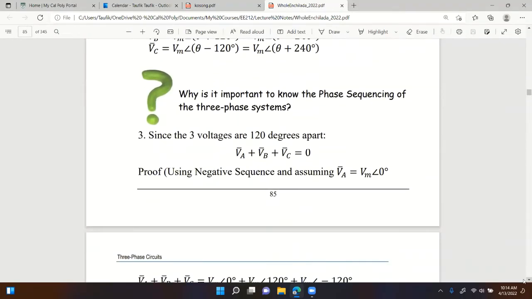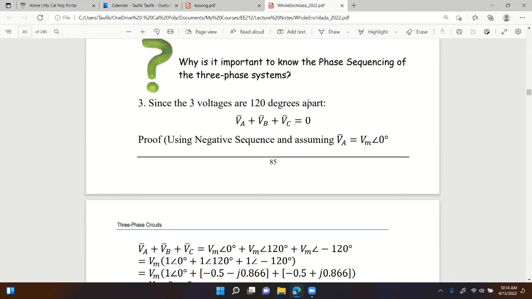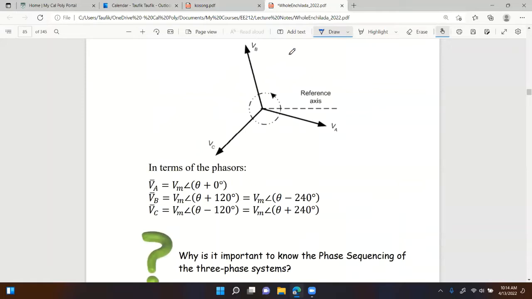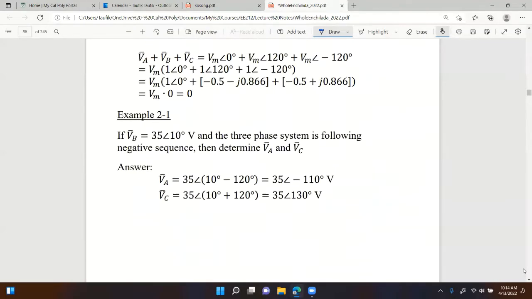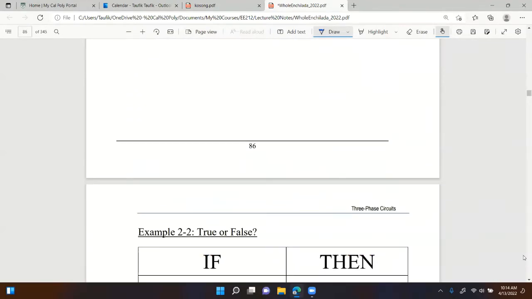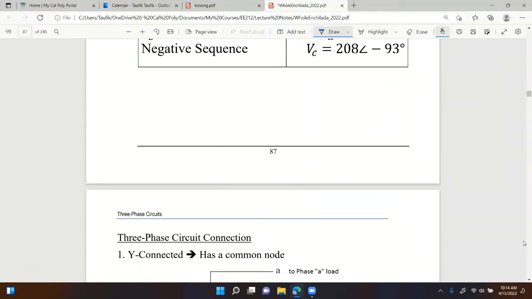Oh, one more thing, because they're balanced, if you add them up, VA plus VB plus VC, it's going to give you 0. Imagine if you add the three vectors, then of course you're going to get a 0 resultant vector at the end.